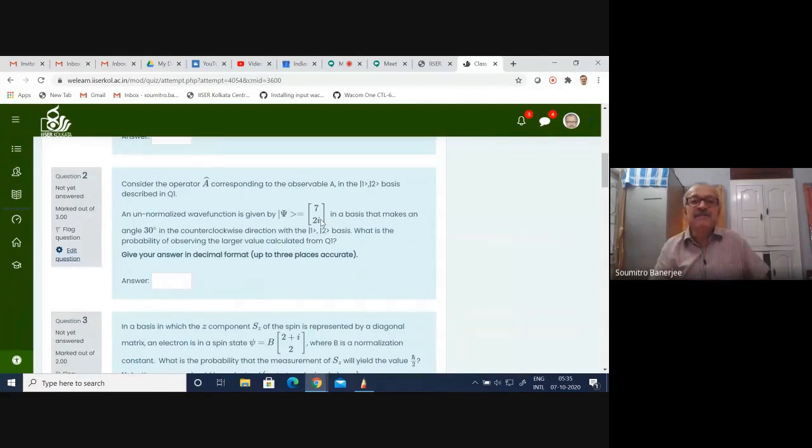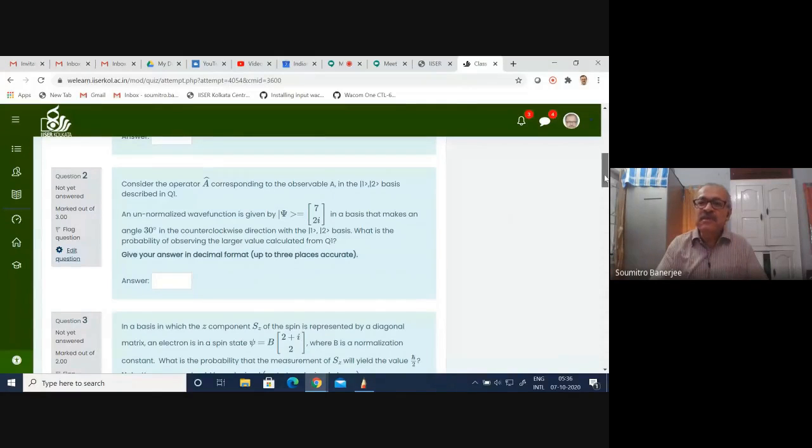Now the psi is given in a basis that makes an angle of 30 degrees in the counterclockwise direction with this vector. So that was the old set of vectors, and you have to change that into the new set of vectors, which are these, right? So you have to turn it in the clockwise direction to get the 1, 2 vector, and accordingly you have to define the U matrix, the transformation matrix, and transform the vector. You know how to do that. So that is all that was there in this problem.